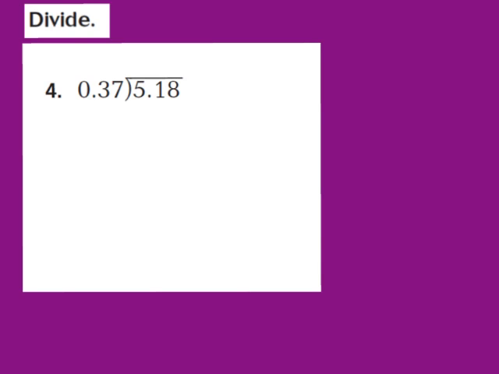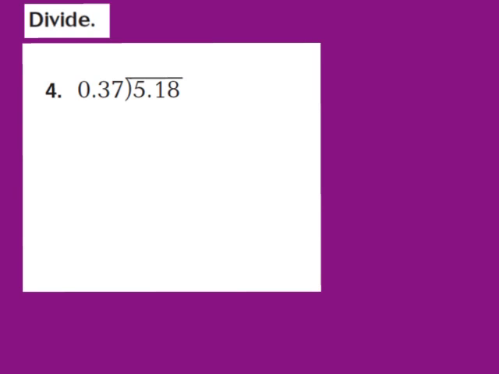Now, let's take a look at question number 4 together. For question 4, we have 5.18 being divided by 0.37. Once again, the key to decimal division is this. You have to multiply the divisor by a power of 10 in order to make it a whole number before dividing. Well, in this case, once again, my divisor is 0.37.